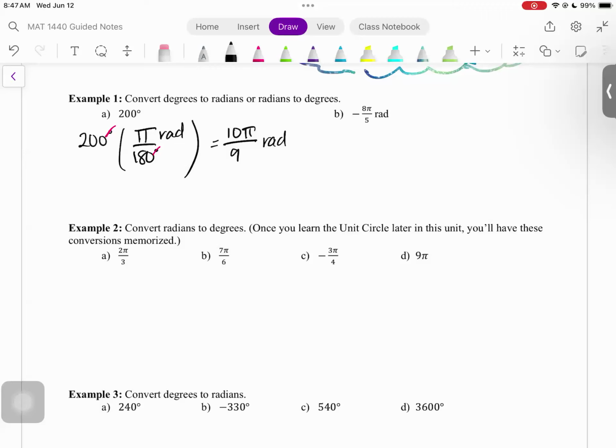Negative 8 pi over 5 radians. So now we want to convert to degrees. So we're going to take our negative 8 pi over 5 radians and multiply it by 180 over pi. Again, the idea is that most radian measures have that factor of pi. So to convert to degrees, we want to get rid of that. So that's why we divide by pi so that we get rid of that factor. So again, this is degrees, this is radians, and we can start seeing some things cancel out. The pi's cancel out, the radian units cancel out, we're left with degrees. So multiplying across and dividing, this is equivalent to negative 288 degrees.